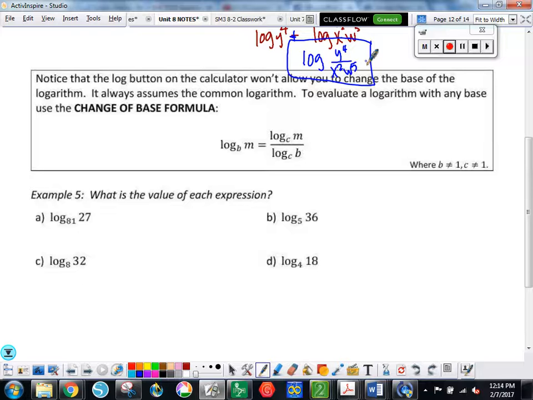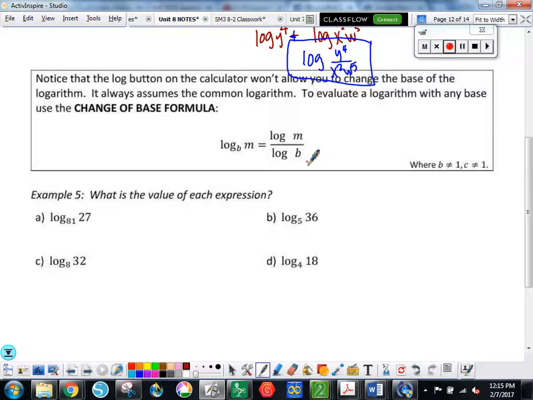This is called the change of base formula. If I have log, and you really can't ignore this C right here. If I have log base B of M and I want to evaluate it in my calculator, that is the same thing as saying the log of M divided by the log of B. You can plug that into your calculator and do that.